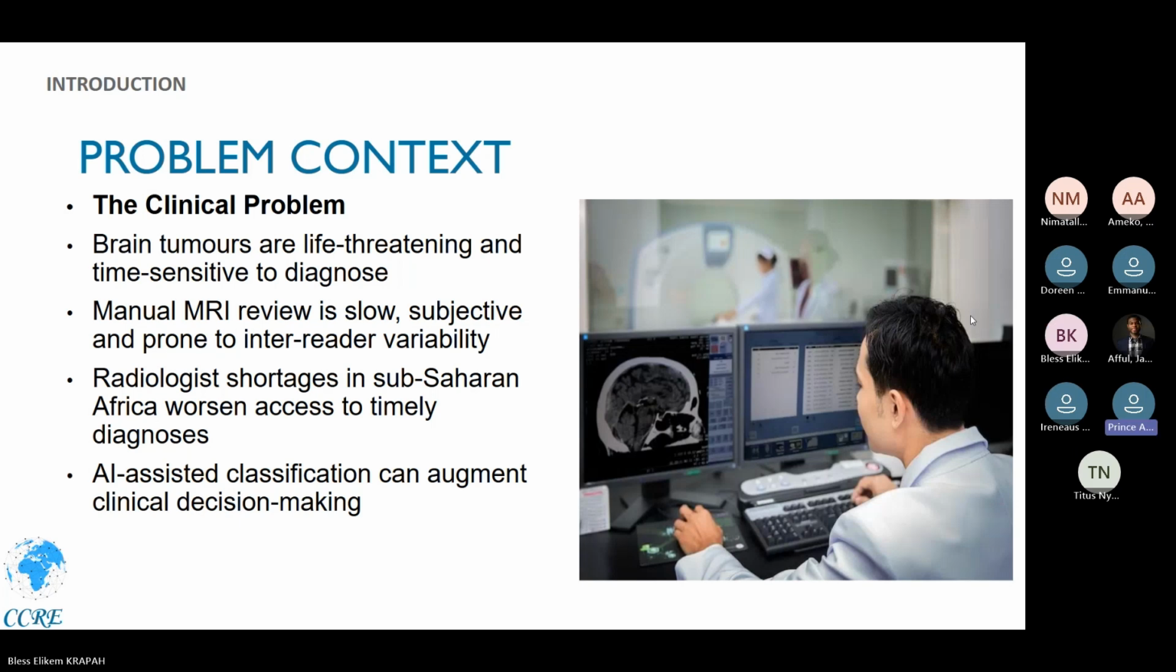In sub-Saharan Africa, there's a severe shortage of radiologists, people who can do this MRI review. The ratio of radiologists to patients is as low as 1 to 8.8 million, as opposed to the situation in Europe, where it's 13 per 100,000. However, with the advent of AI, we are seeing a situation where we can have AI-assisted classifications to augment this decision-making process. Next slide.